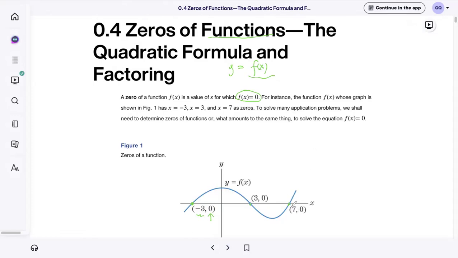So sometimes we need to find those x. So we need to solve for f of x equals 0. We need to solve for x, such that f of x equals 0. So we need to find those points. What are those points? Those points have another name called x-intercept, right? The points on the y-axis are called y-intercept. And those points, zeros of functions, are just x-intercepts. The y value is 0. The function value is 0.